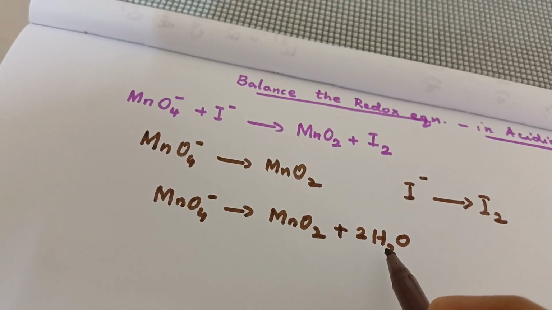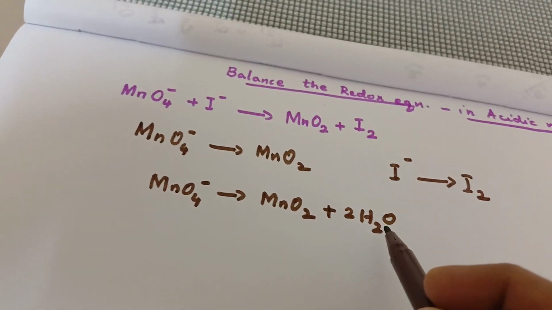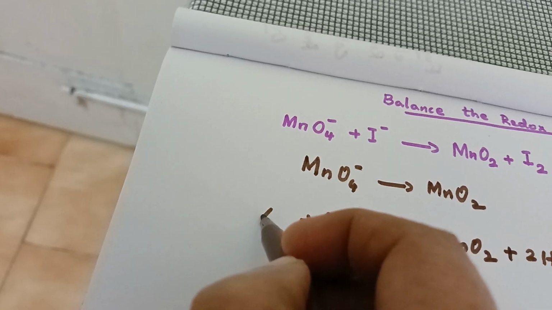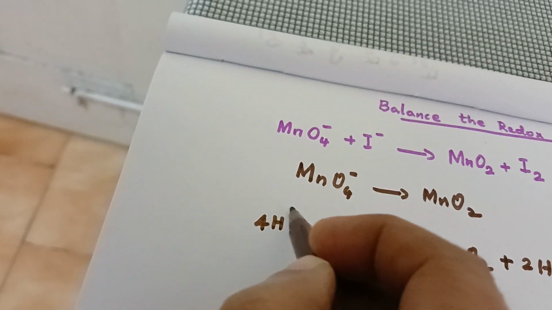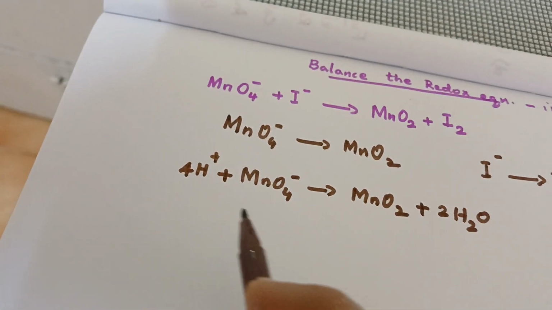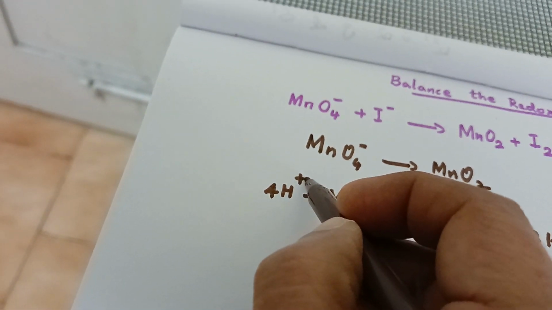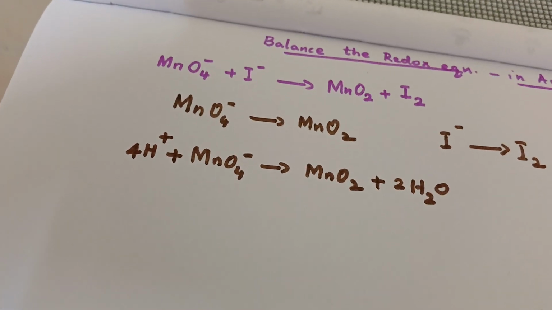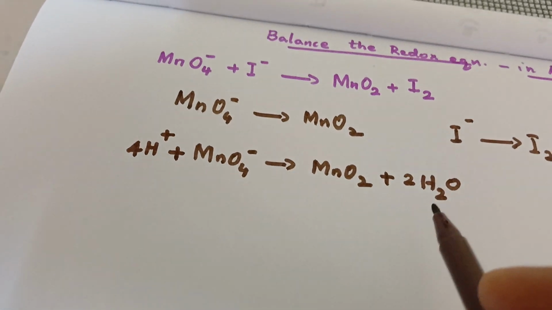Hydrogens, we have 4 hydrogens on the right hand side, but there are no hydrogens on the left hand side. So we will add 4 H⁺ ions. That is how we add hydrogens, and for adding oxygens, we added water molecules. Now all the atoms are balanced.